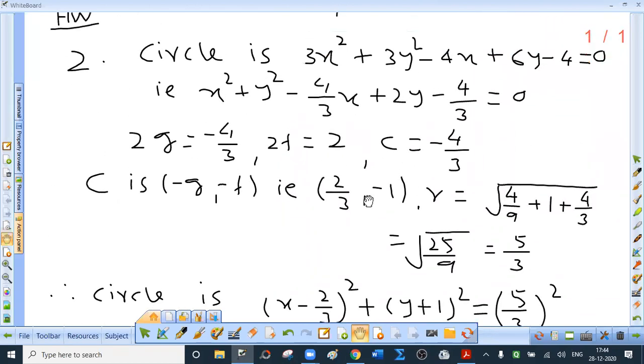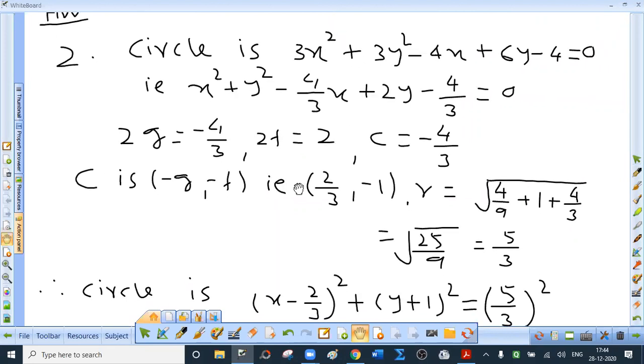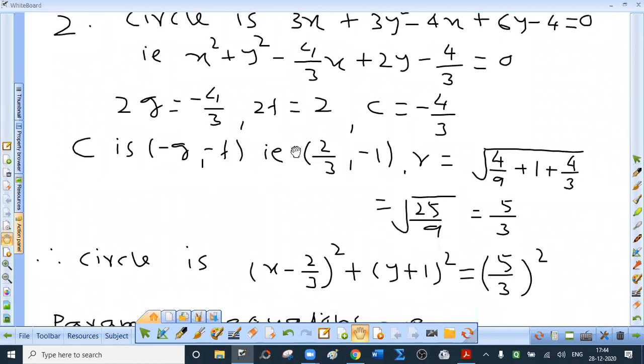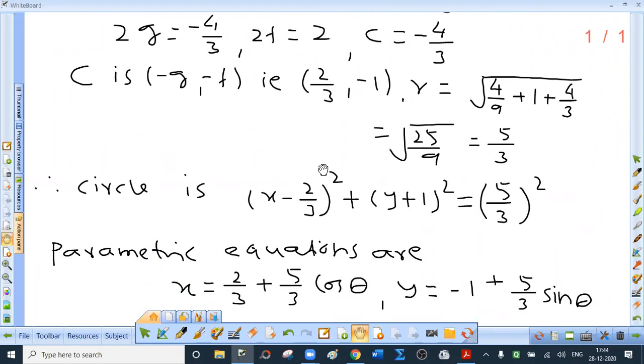Okay. Or you can say that consider terms in x. So x square minus 4x by 3. This can be perfect square of x minus 2 by 3. See, x minus 2 by 3. So that method can also be used. In exam, any correct method will be given full credit. Okay. Right.